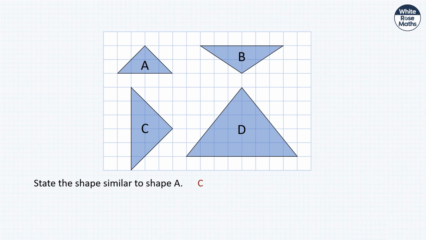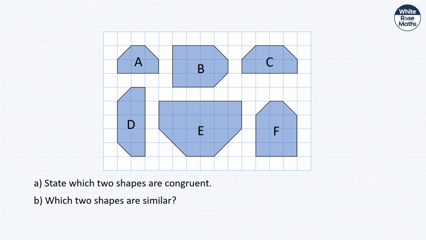Okay, there we go. Next one. So part A, state which two shapes are congruent. So congruent means same size shapes. If you look here carefully, obviously counting the squares, A is not congruent ever, so it can't be A for certain.